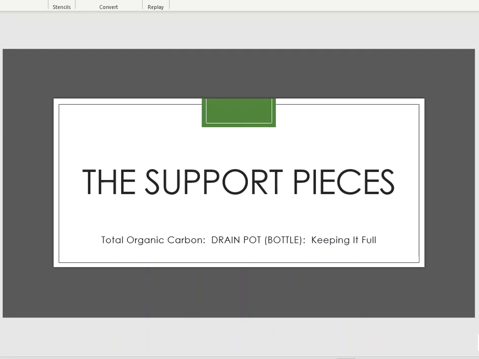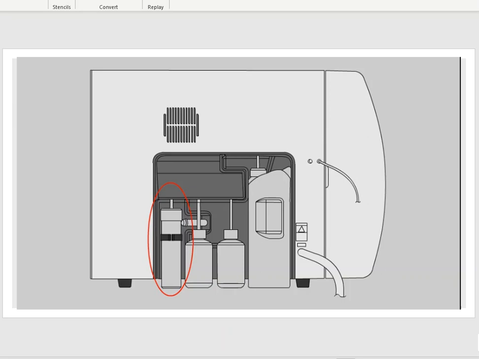Where is the drain pot going to be located, right? Well, the drain pot is going to be located on the side of the instrument where you found the hydrochloric acid bottle, okay? It's really in the same setup. Again, I told you there's a couple of bottles at least on the side, and the drain pot is going to be one of them.